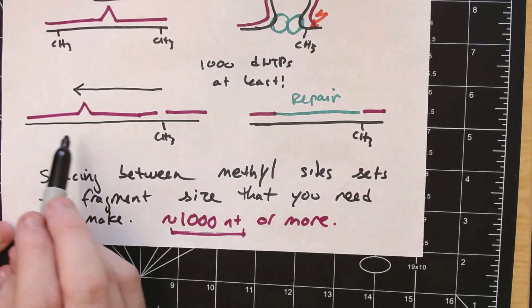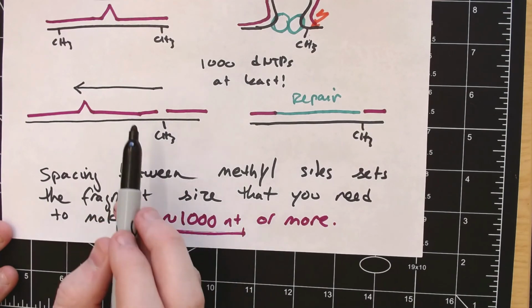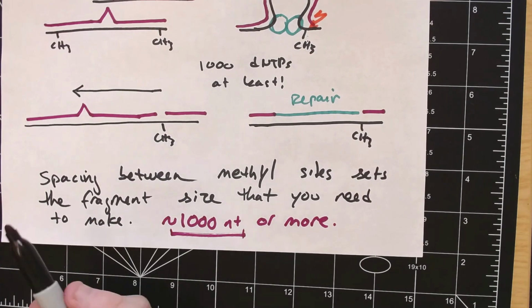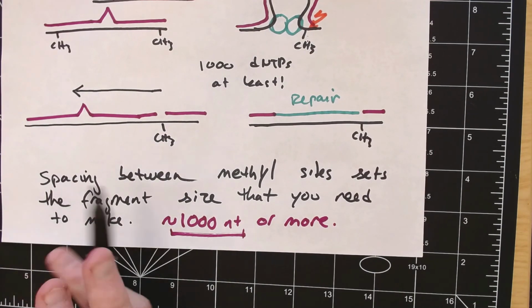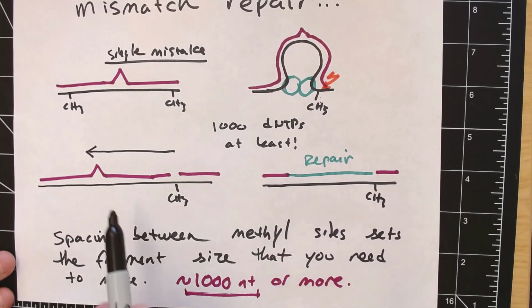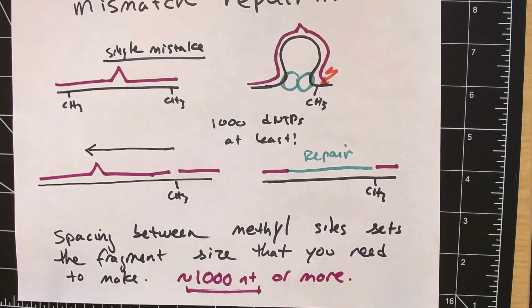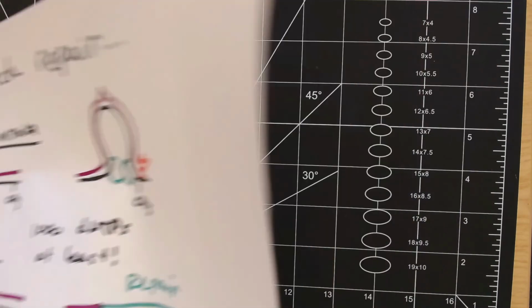One way around that would be to put more methyl sites throughout the genome to reduce the average spacing here, but it also costs energy to deposit these methyl groups as well. So it's sort of a cost-benefit analysis that kind of goes into working this out. But so mismatch repair can be surprisingly expensive.